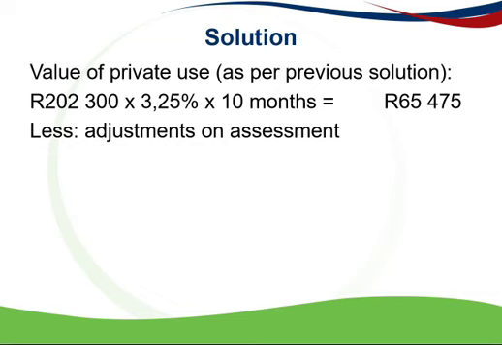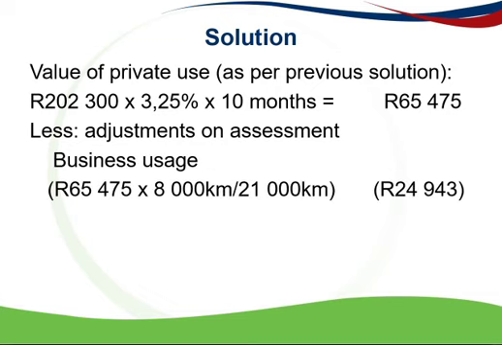So the first adjustment that we're going to do is, because Leslie kept a logbook, we are able to adjust the private use for her actual business use. So we can reduce the amount that she's going to be taxed on. So we take the private use that we calculated and we multiply it by the business kilometers divided by the total kilometers to get a proportion. And that gives us 24,943 Rand.